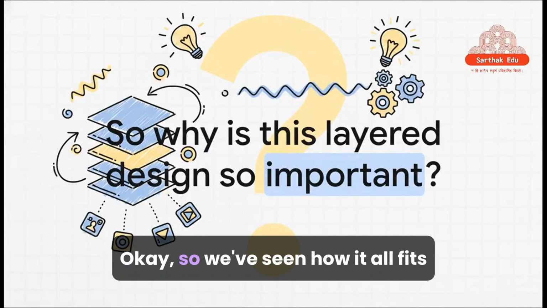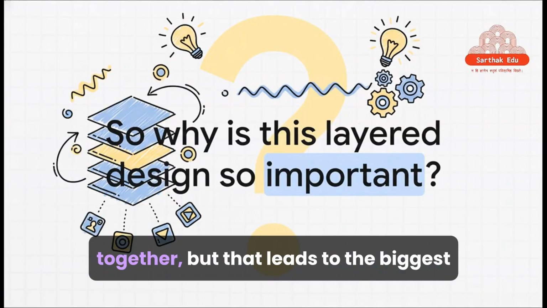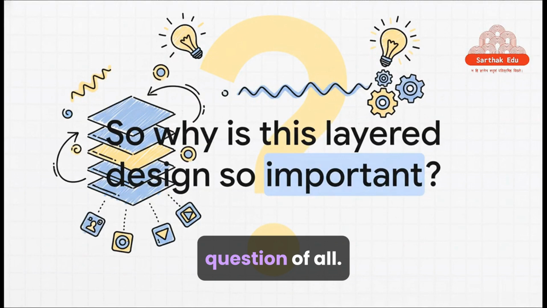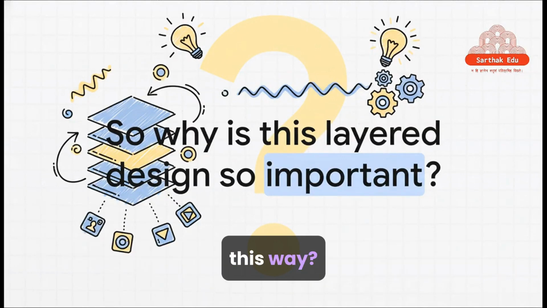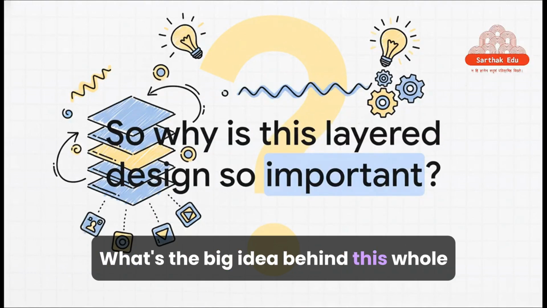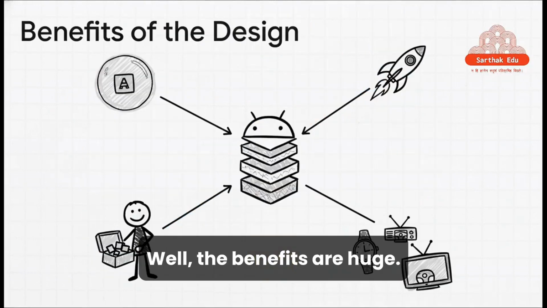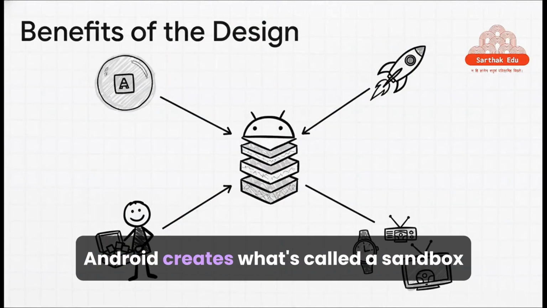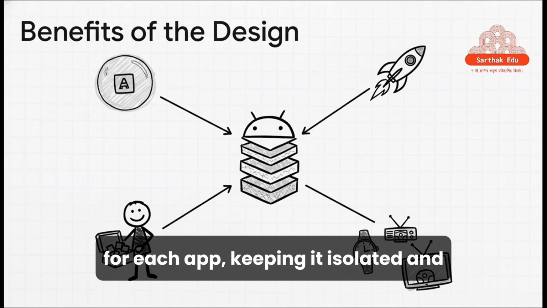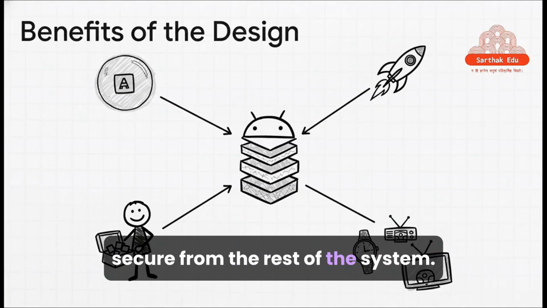Amazing. Okay, so we've seen how it all fits together. But that leads to the biggest question of all. Why? Why go to all this trouble to build Android this way? What's the big idea behind this whole layered design? Well, the benefits are huge. By separating everything into layers, Android creates what's called a sandbox for each app, keeping it isolated and secure from the rest of the system.